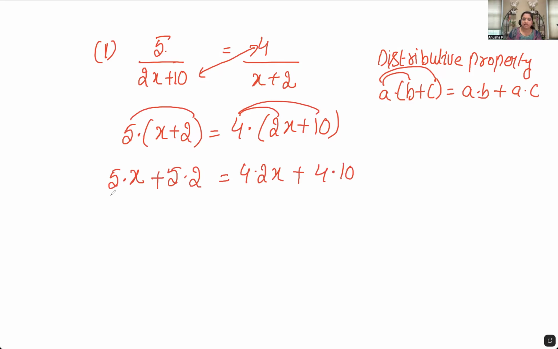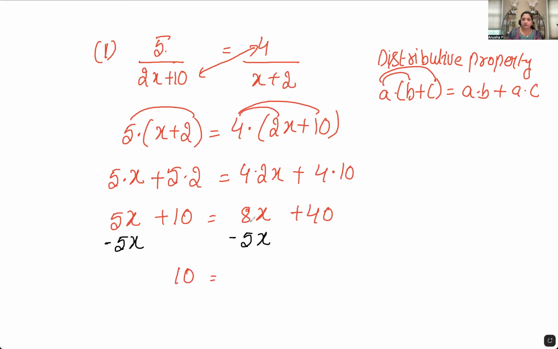Okay. 5 times x is 5x. 5 times 2 is 10. 4 times 2 is 8x. 4 times 10 is 40. Okay. Now, we are bringing the like terms to one side. When you compare 5x and 8x, 8x is the greatest number. So we don't want 5x here. What is the reverse operation for plus? Minus. We are subtracting 5x on both the sides.